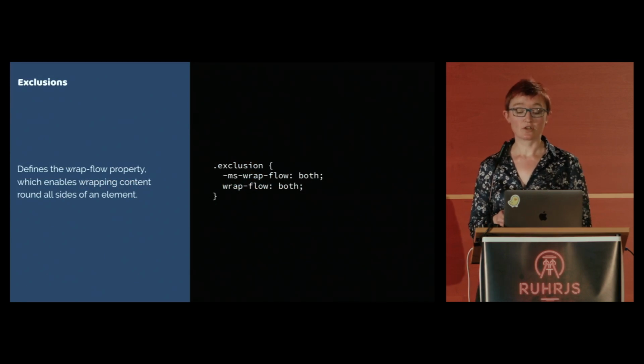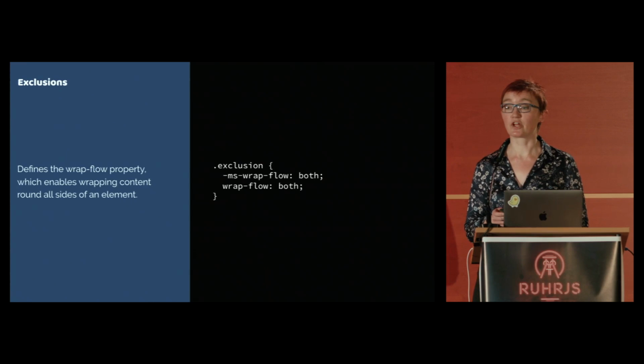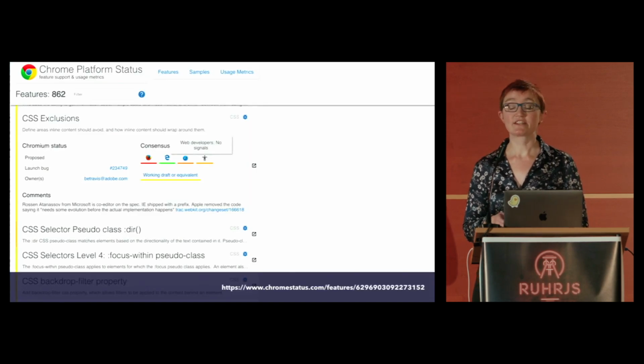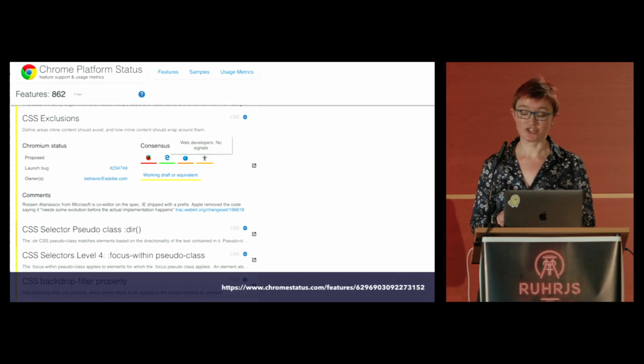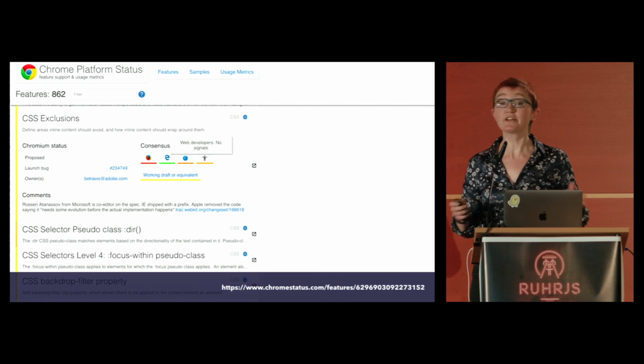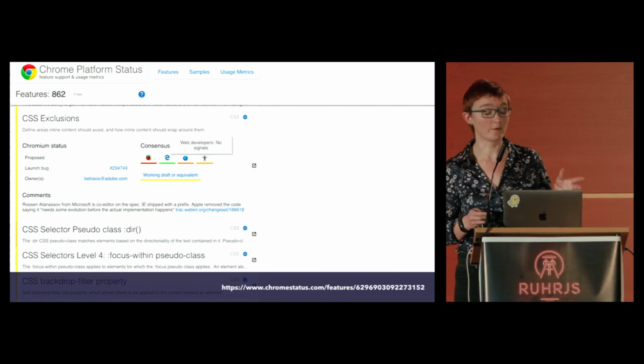Makes a huge amount of sense alongside Grid Layout because you could position something using Grid and then say, right, the rest of the content just flow around it. It's basically this little property of wrap flow. Chrome platform status says there's no public signals. I'd really like to change that because I think it's a useful thing. So if you find these sort of things and you like them, talk about them, write about them, use them on your site. Tell your friends, or the ones that are web developers anyway.